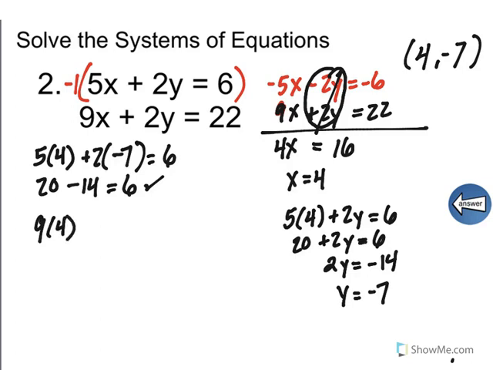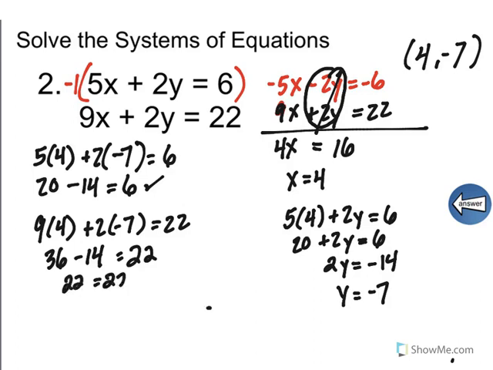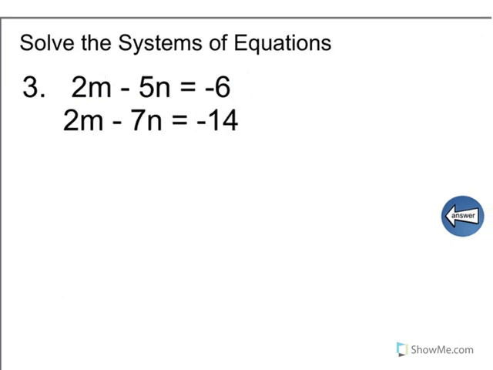9 times 4 plus 2 times negative 7 equals 22. This is 28 minus 14. That's not 28, that's 36. 9 times 4 is 36. 36 minus 14 equals 22, and 36 minus 14 is 22, so that also checks out. So I know that my solution of (4, negative 7) is correct.